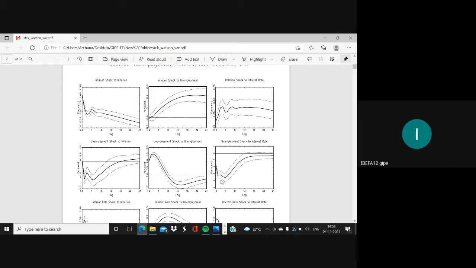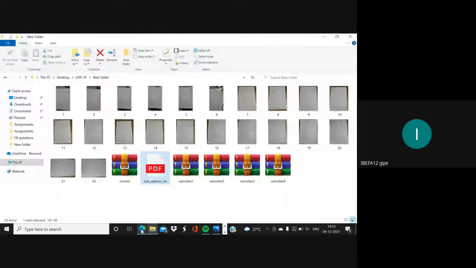What I can do is in your set of notes, I'll include a couple of equations so that you'll be able to see how exactly that shock is being transmitted. Wait, let me see if I can do that in these notes itself.